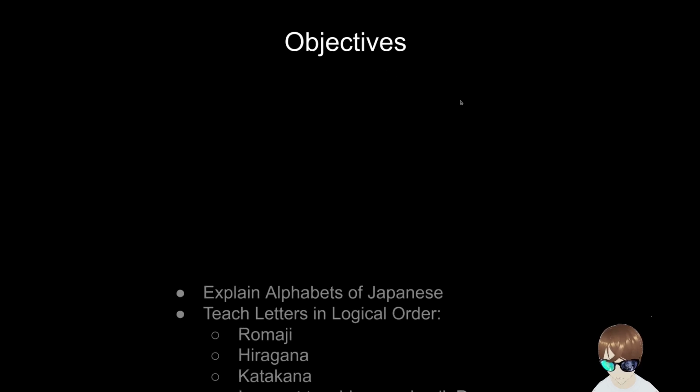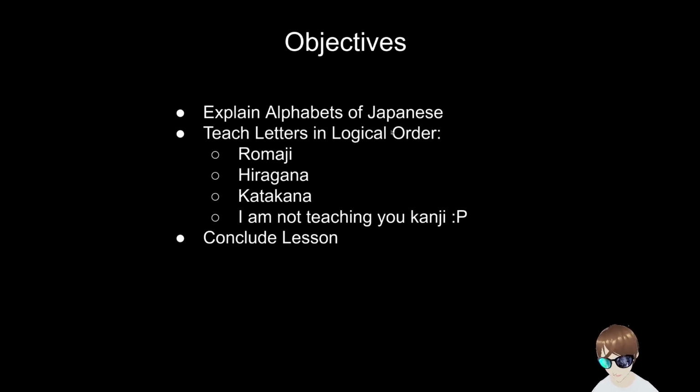The objectives of today's lesson is... oh, okay, there we go. We're going to learn all of the letters, right? We're going to learn that there are kind of four types of letters, but not really. One of them is not really a letter, or alphabet, if you will. And then that's all we're going to really explain. I'm not actually going to teach any kanji though.